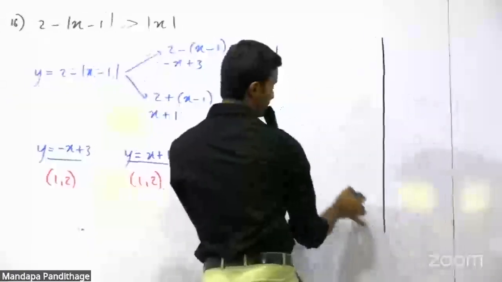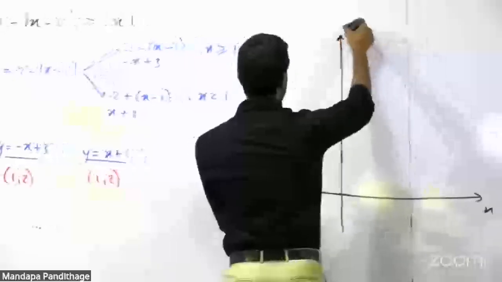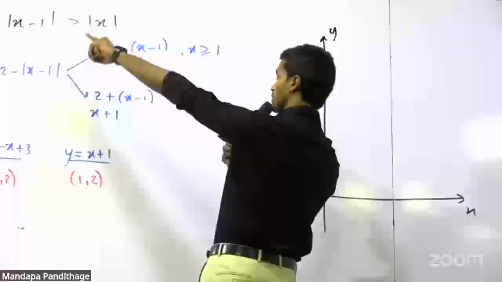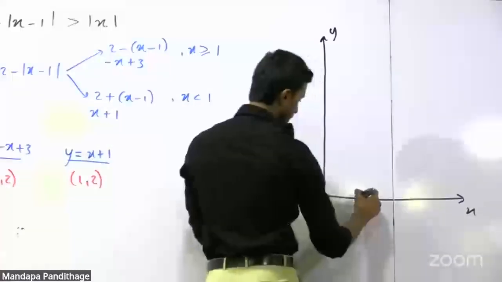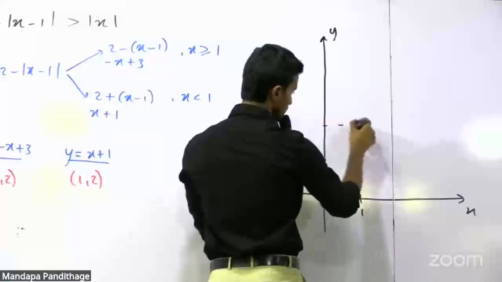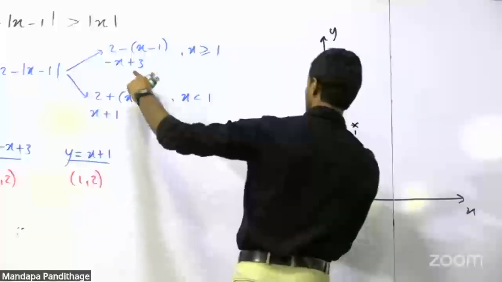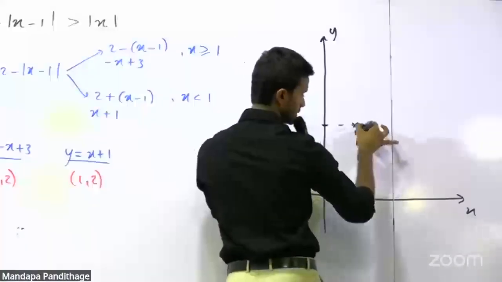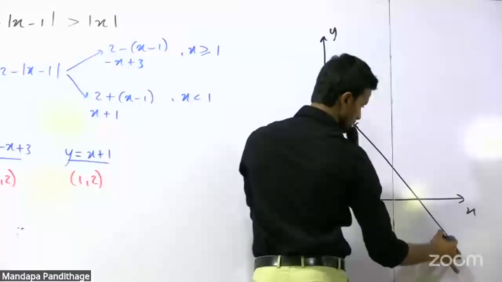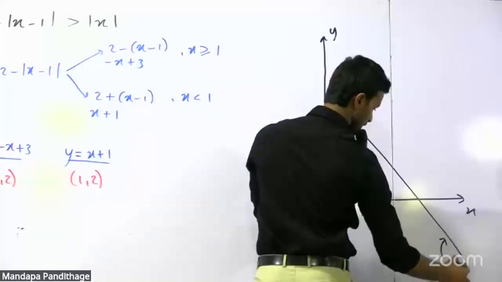Okay, so then mark it on the Cartesian plane, but before even sketching the graph, you know it is a minus modulus, which means you are getting an opposite graph. So when x is equal to 1, y is equal to 2. So it's from here. And if you draw y equals minus x plus 3, which is only valid after x equals 1, it goes in this way. So this is y equals minus x plus 3.